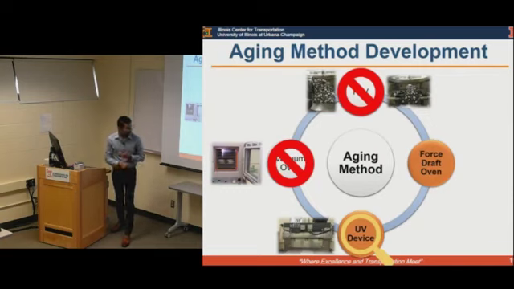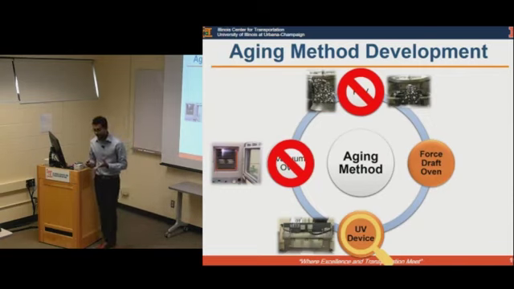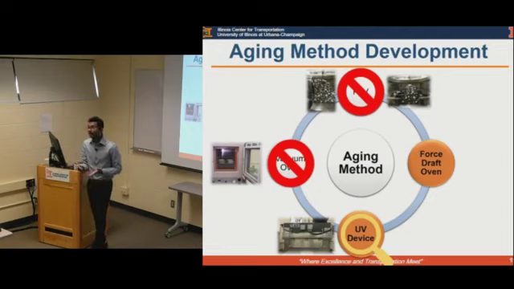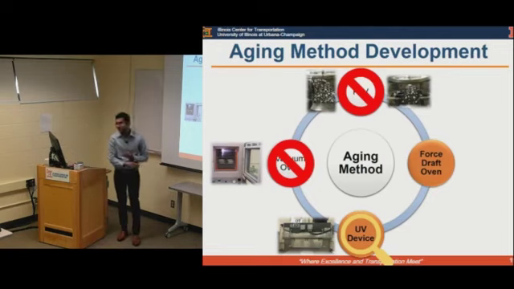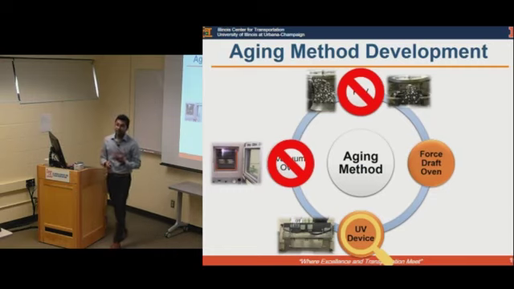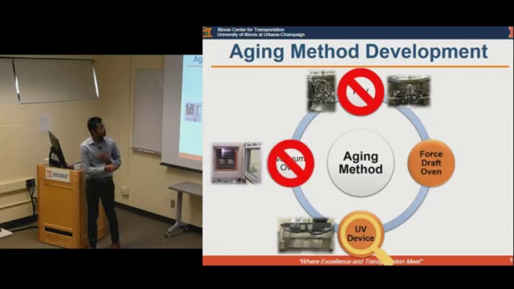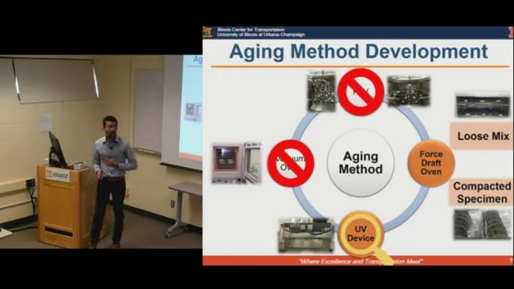The UV device is still under investigation, and we are looking into it because it can somehow predict how UV or real-time aging can change the mixture properties. So the most viable option we had was the forced draft oven.